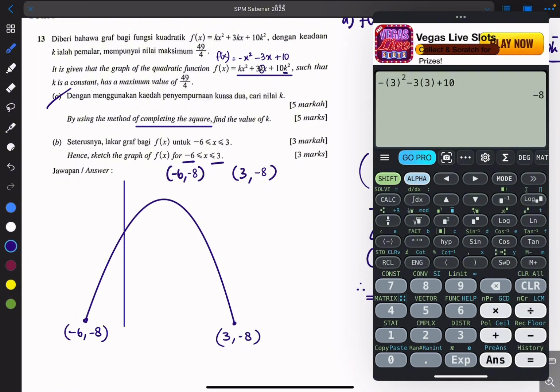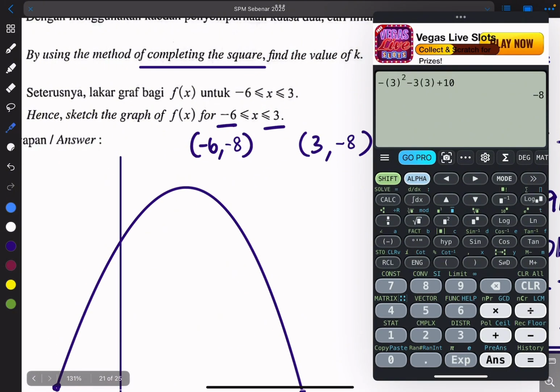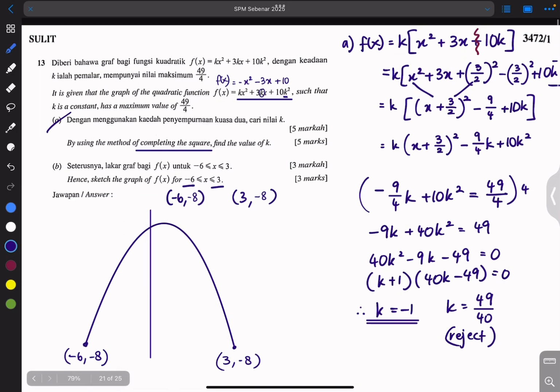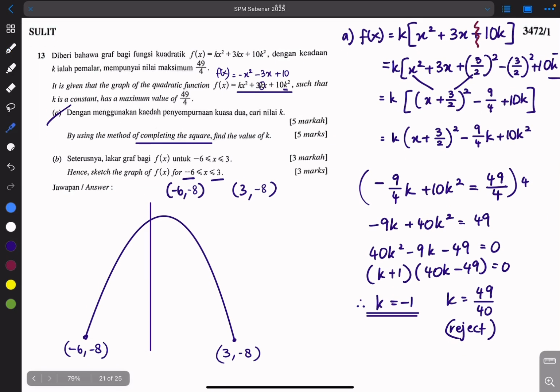So our x-axis would be somewhere here, because this is negative. Actually, it will be somewhere closer. Draw again. It will be somewhere here. Then we look at our maximum point. We know our maximum point happens at x equals negative 3 over 2, because x plus 3 over 2 equals 0, so x is negative 3 over 2.